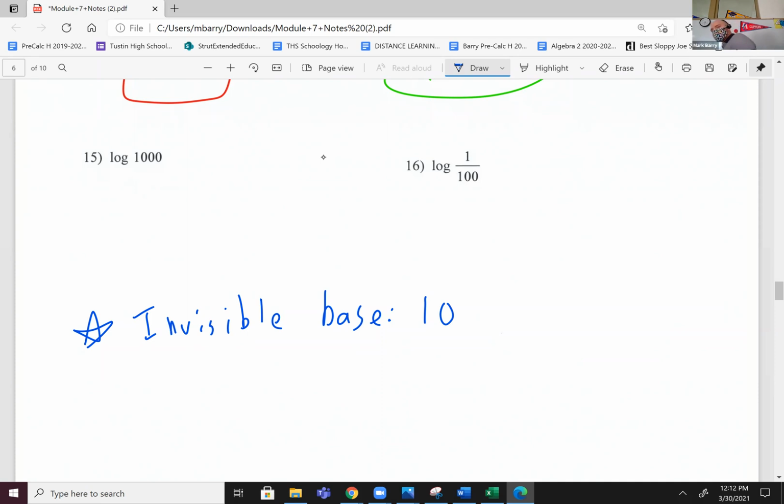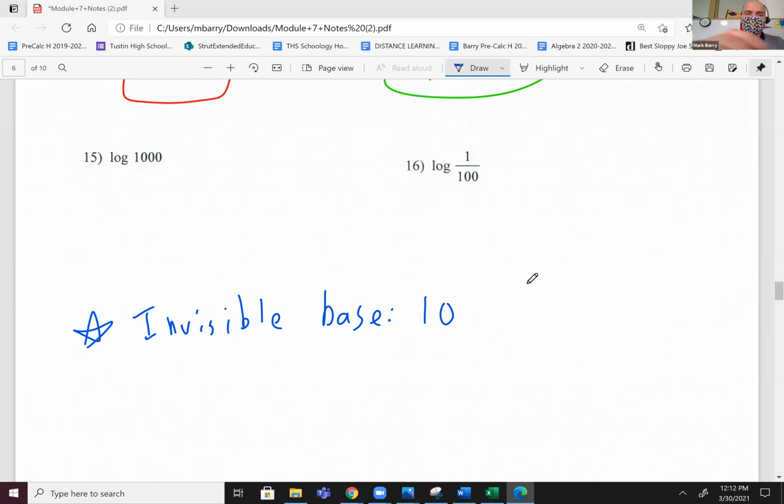If you've ever looked on a calculator, do I have one here? Yes, every scientific calculator has this button right here. And now you can see it says log, right? If you type that log button, there's no base written. So when we use a log on the calculator, there's no base written. This is actually a log with a base of 10. So all calculators have a base of 10 on their logs.